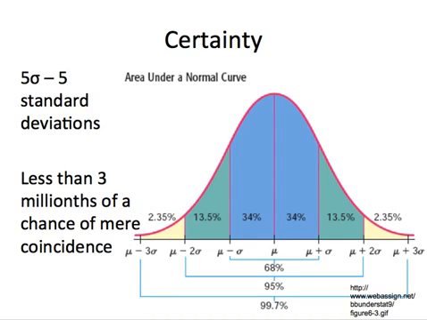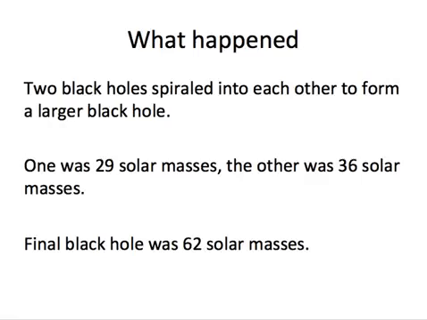It's the same thing with the Higgs boson. They reached the 5 sigma standard, and then they were able to announce that they had found that just a few years ago. So what happened?